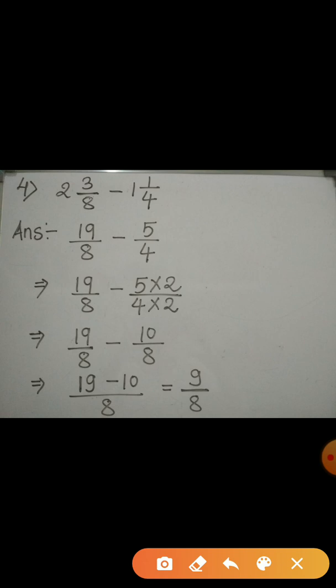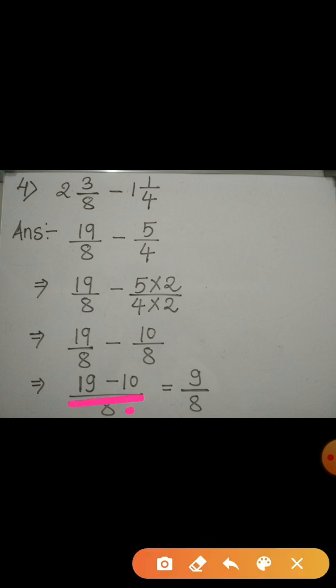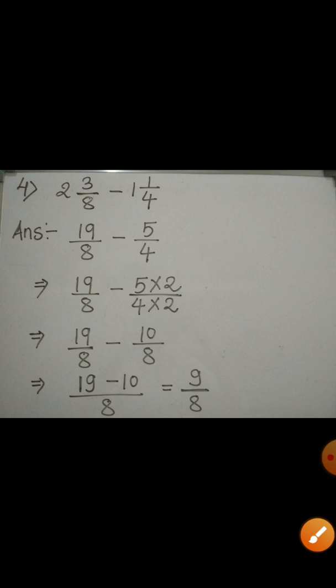Okay. So what will you get? The first fraction will be as it is, which is 19 by 8, and in the second fraction we get 5 into 2 upon 4 into 2. After solving we get 19 by 8 minus 10 by 8. Now 19 by 8 and 10 by 8 are like fractions, so we can easily subtract the numerators and copy the denominator. So it will come 19 minus 10 upon 8, which is equal to 9 by 8. So likewise you can solve the remaining subtraction problems given in your textbook.